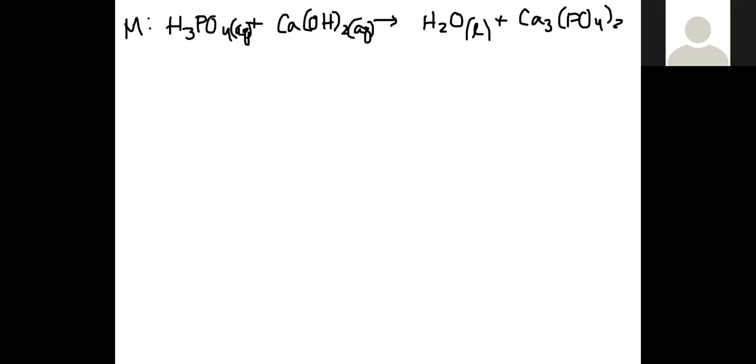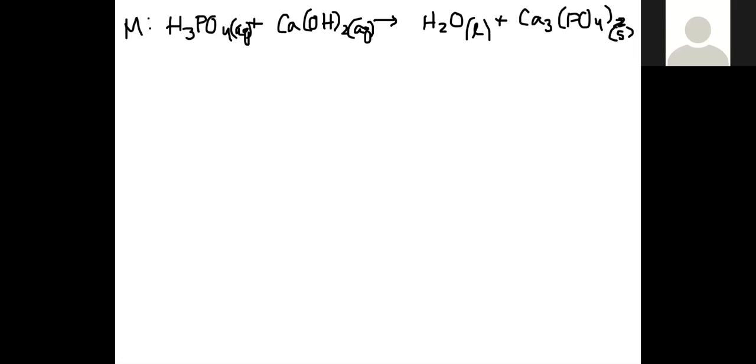How about calcium phosphate? Solid. Why is it solid? Calcium is not an exception to the insolubility of PO4 3 minus. PO4 3 minus tends to be insoluble. Calcium is not an exception to that, so that's going to be a solid.